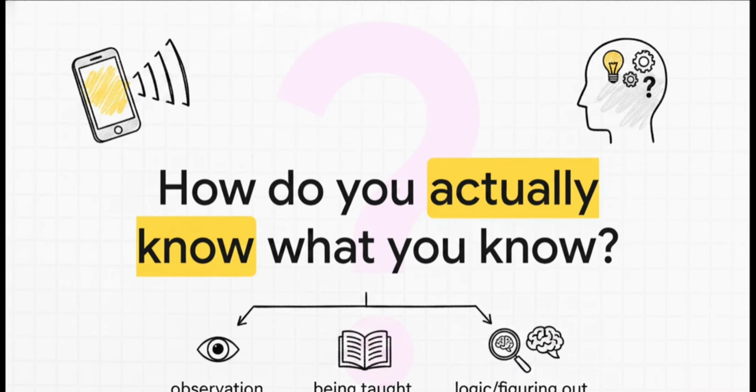Okay, let's dive into this by asking a really simple yet kind of mind-bending question. How do you actually know what you know? Just take a look at the device you're watching this explainer on right now. You know what it is, you know how to use it, you know it's a piece of tech. But how did that information actually get into your brain? Who told you? Did you observe it? Were you taught it? Or did you just figure it out through logic? Well, that's exactly what we're going to map out today.